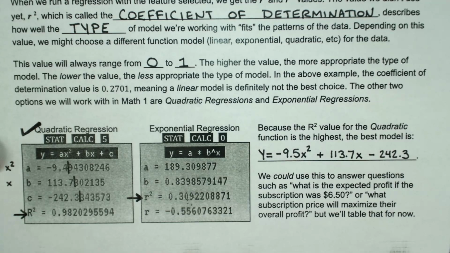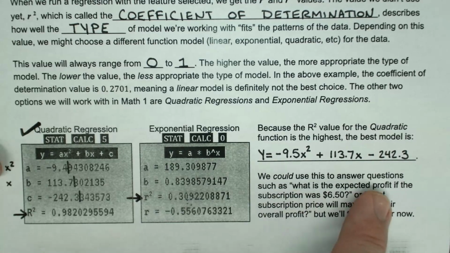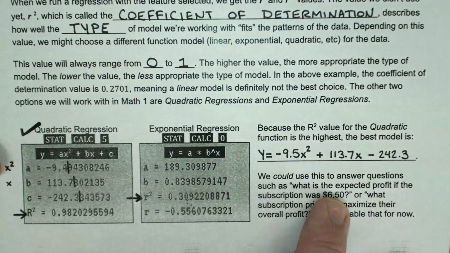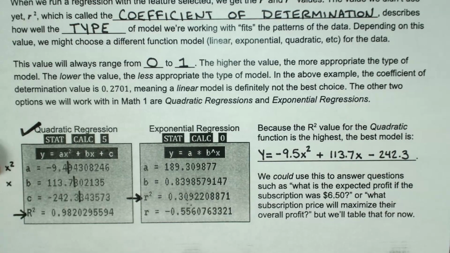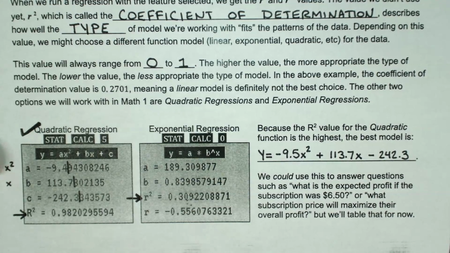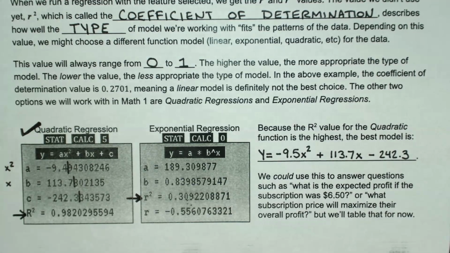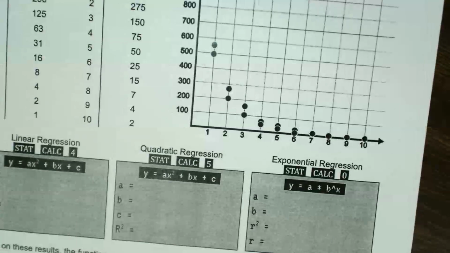Now, with this, we could use it to answer questions like, what's the expected yearly profit if the monthly subscription was $6.50? Or what subscription price would maximize their overall profit? We're going to save that for now. The whole point of this is to be able to figure out what type of function looks best. Any questions so far? Smooth. Okay, on the back, let's look at an example together.